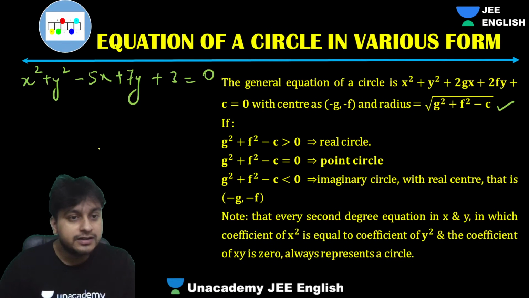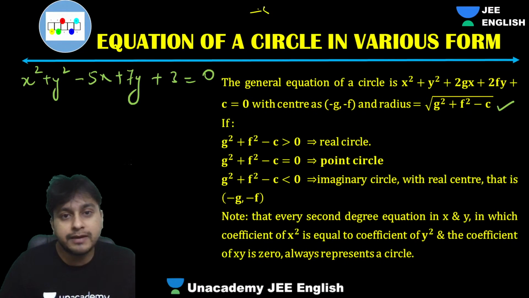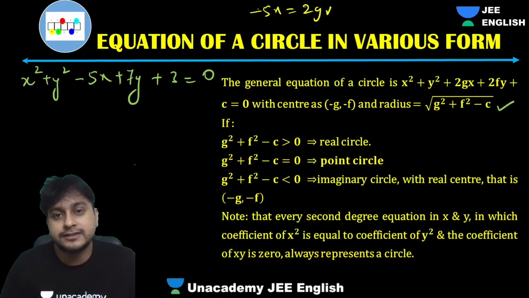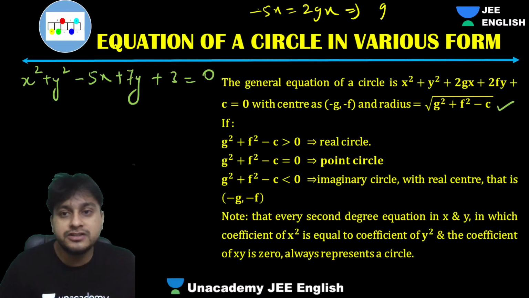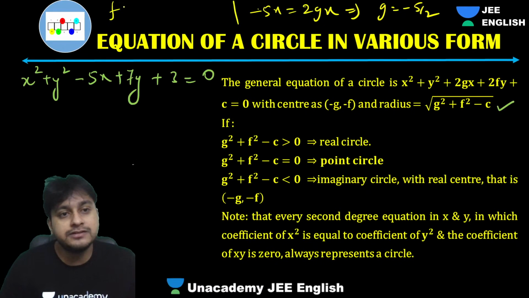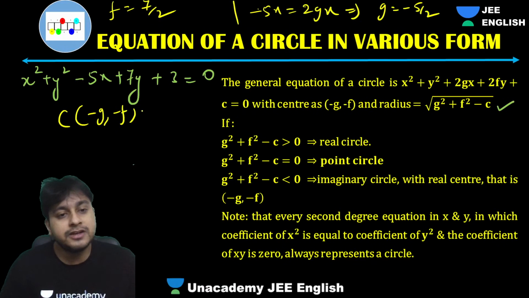So guys, comparing, we get 2gx. So we'll get minus 5x is equals to 2gx. So comparing we are getting g is equals to minus 5 by 2. And comparing we'll also get f is equals to 7 by 2. So what is the center? Minus g comma minus f. That means the center will be minus of this. So that will be 5 by 2 comma minus 7 by 2.